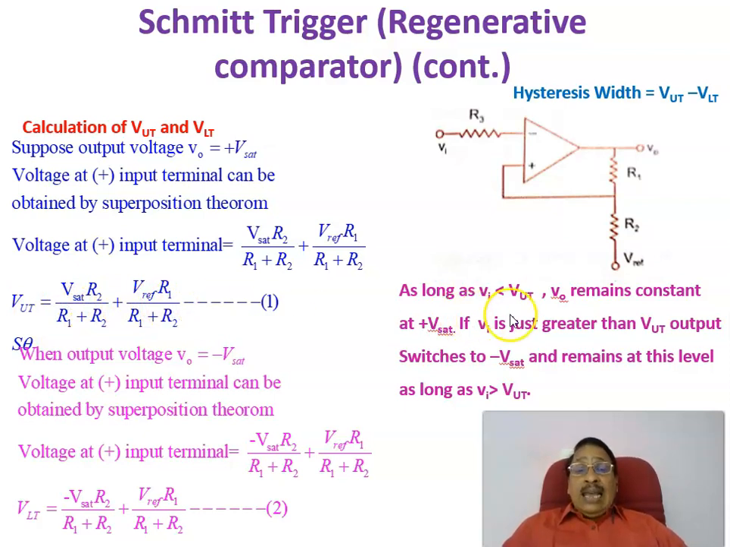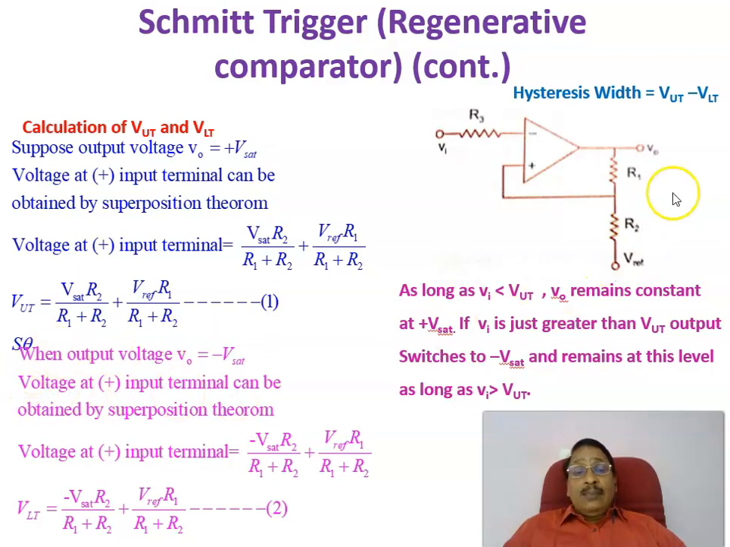Meaning that as long as the input voltage is less than the upper threshold voltage, the output will remain constant at plus Vsat. If the input voltage crosses or is greater than the upper threshold voltage, the output voltage switches to minus Vsat and remains at this level until the input voltage falls below the lower threshold voltage. Let us see what that is.